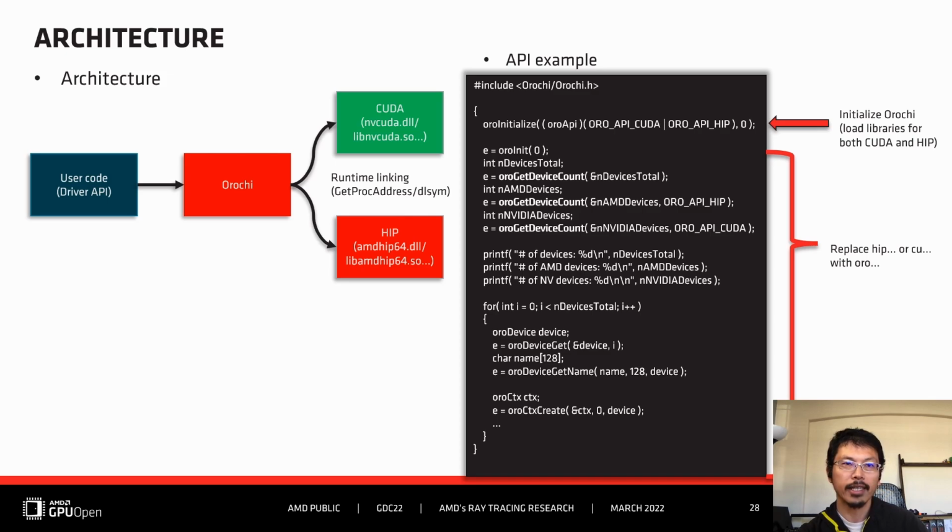Then after that, you can set an argument like HIP or CUDA to check how many AMD GPUs or how many NVIDIA GPUs you have on your system. And once you have the number of devices, you can simply go through them and create a context for each device. Orochi checks the vendor of the device and creates a context accordingly. So again, you do not need to worry about whether this device is an AMD device or an NVIDIA device.